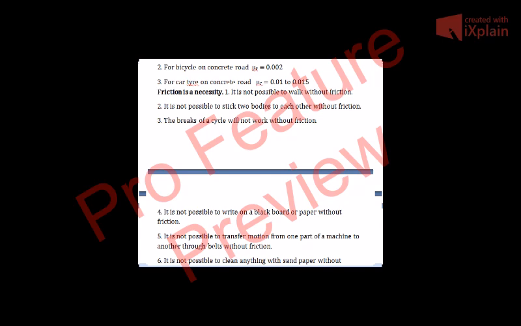Now friction is a necessity and friction is an evil. Somewhere it is a necessity and somewhere it is an evil. Let me first explain why friction is necessary for us. Simply, it is not possible to walk without friction. If there is no friction, then we will slip away and we may fall down. Our feet may not be able to grip the ground. So it is not possible to walk without friction.